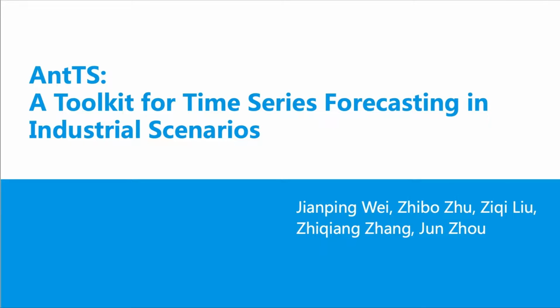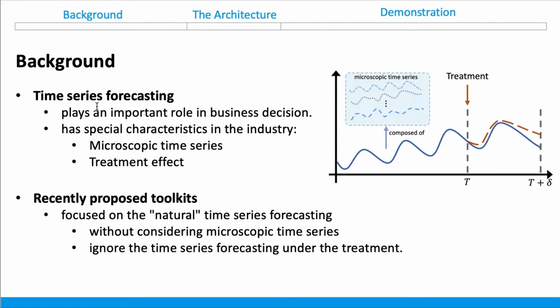Here we introduce AntTS, a toolkit for time series forecasting in industrial scenarios. Time series forecasting is fundamental to business intelligence. In industrial scenarios, the time series of interest are mostly macroscopic time series that are aggregated from microscopic time series.